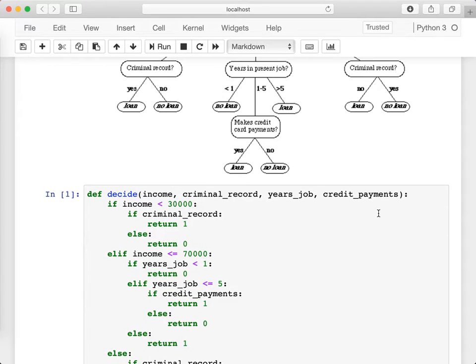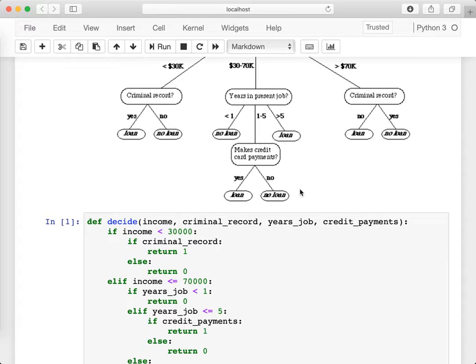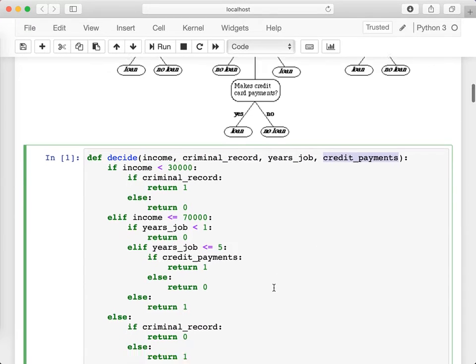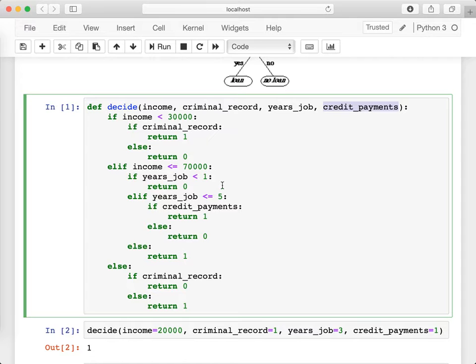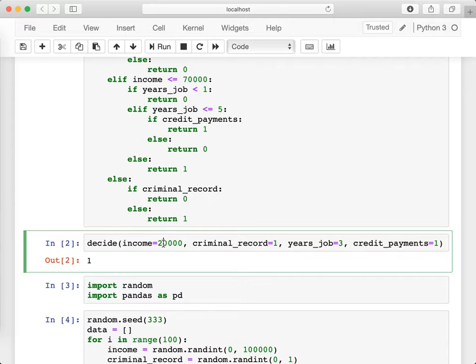This function here implements the decision tree in a series of if-else statements to basically process the input, the data, which is the income, the criminal record, years in job, and credit payment, to eventually return a result which is either 1 or 0 for loan or no loan. Obviously, once this program is created, we can use the program to get answers to new data. So for instance, based on the income, the criminal record, years in job, credit payment, I can get a result of whether the loan is approved or not.